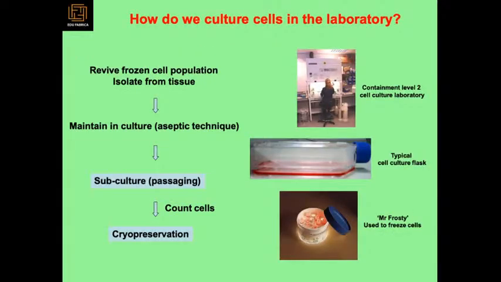So how do we culture cells in the laboratory? How do we do it? In order to revive a frozen cell population, or isolate cells from the tissue, you maintain them in culture with aseptic technique, and then subculture. Passaging is very important, and then cryopreservation. You preserve them with the Mr. Frosty at minus 20 degrees Celsius.